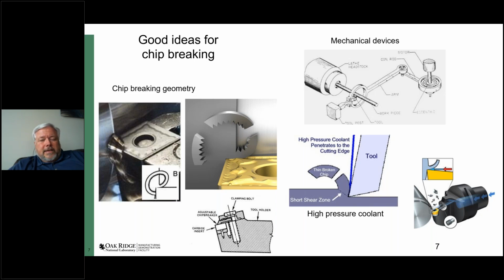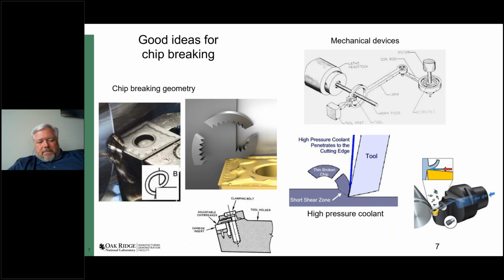And it does two things. One is that it cools the chip, and by taking a lot of the heat out, it makes it a little more brittle, more likely to break. The other thing is that it puts some pressure to push the chip away from the tool, and so that often works. But you have to have specialized equipment to produce the high pressure stream of the coolant. There's another picture of that just to the right. So again, similar idea.